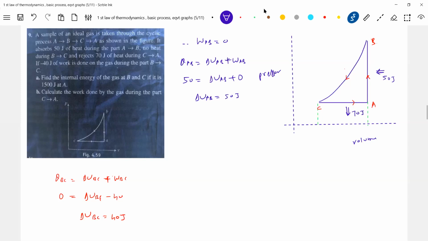Okay, delta UAB, I got 50 joules. UBC, I got 40 joules. No? Find the internal energy of gas at B and C if it is 1500 joules at A. Okay, now first part, I'll get into the first part. Delta UAB, I know. So delta UAB, what you can write? UB minus UA equal to 50. What is UA?